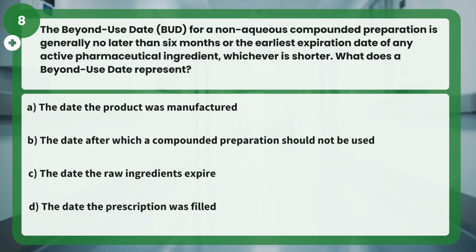Question 8. The beyond use date, BUD, for a non-aqueous compounded preparation is generally no later than 6 months or the earliest expiration date of any active pharmaceutical ingredient, whichever is shorter. What does a beyond use date represent? A. The date the product was manufactured. B. The date after which a compounded preparation should not be used. C. The date the raw ingredients expire. D. The date the prescription was filled.